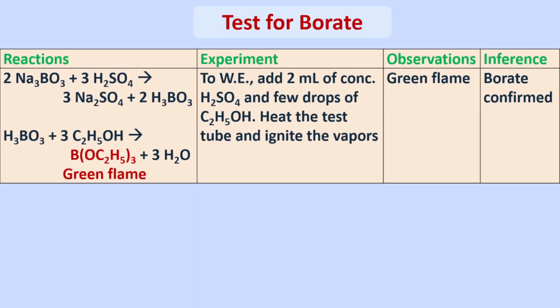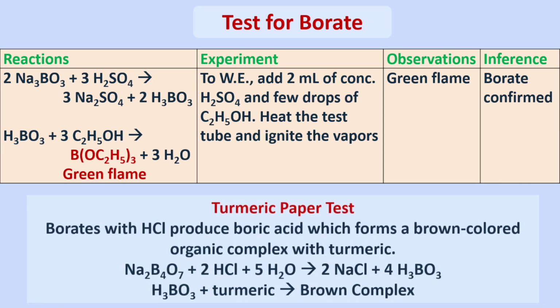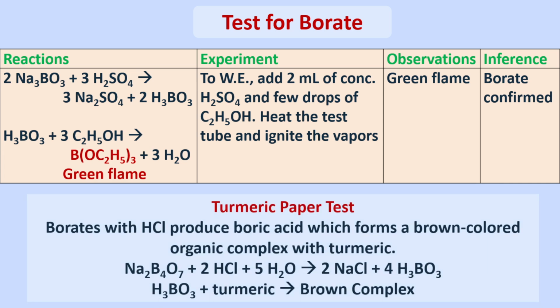Confirmatory test for borate. To the water extract, add 2 ml of concentrated sulfuric acid and a few drops of ethanol. Heat the test tube and ignite the vapor. A green flame caused by the burning of ethyl borate confirms the presence of borate ion. Another test for borate ion: borate reacts with HCl to produce boric acid, which forms a brown colored organic complex with commonly used turmeric.